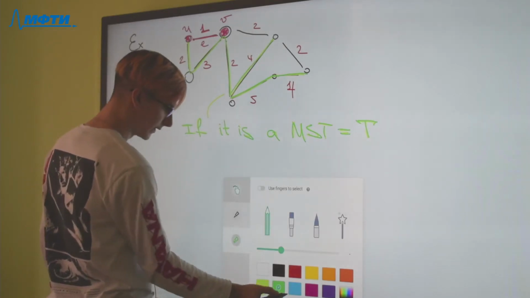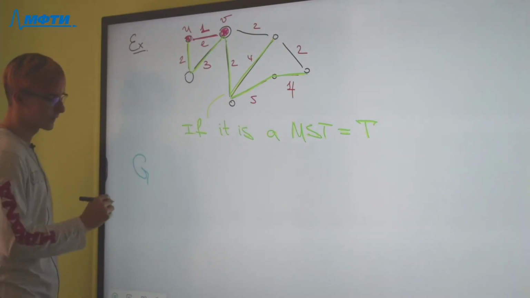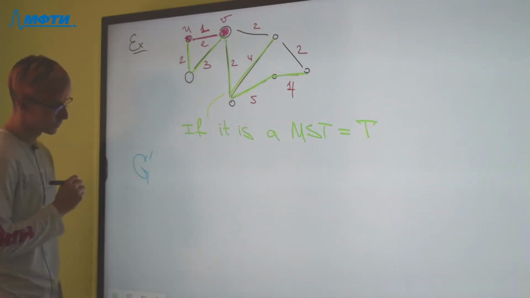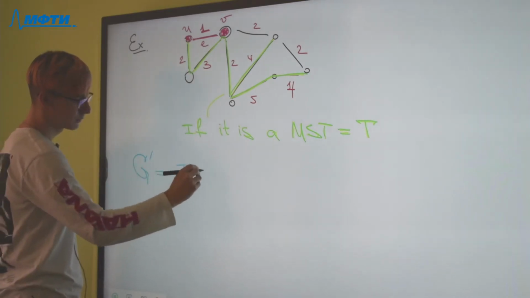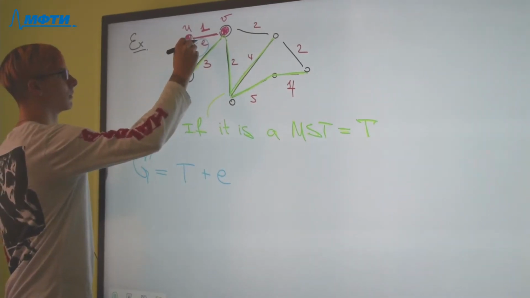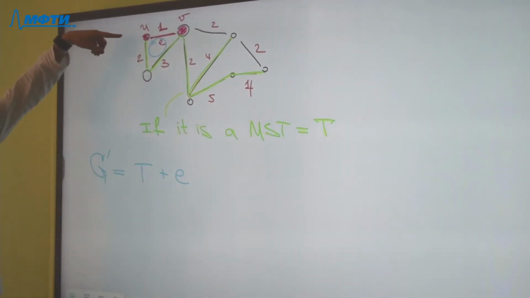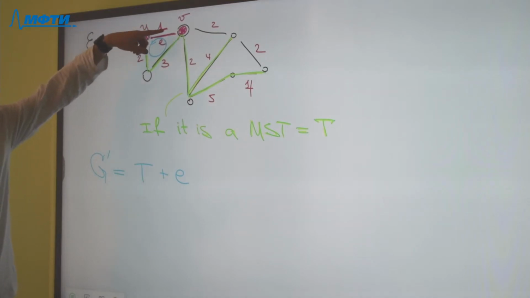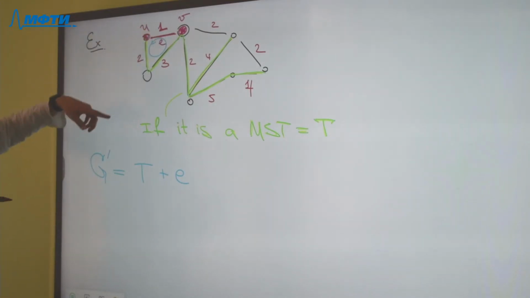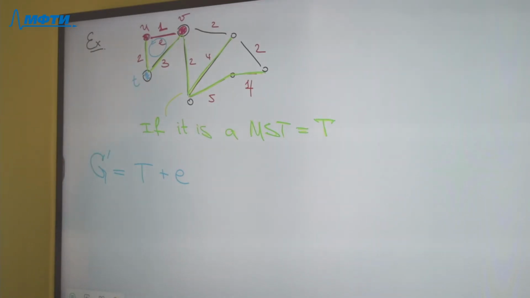Okay. Then we can set subgraph G prime equal to T plus E. Say that in this subgraph we have only one circle. And in this circle we have not only E but other edges, for example, edge U connecting U with, for example, vertex T.